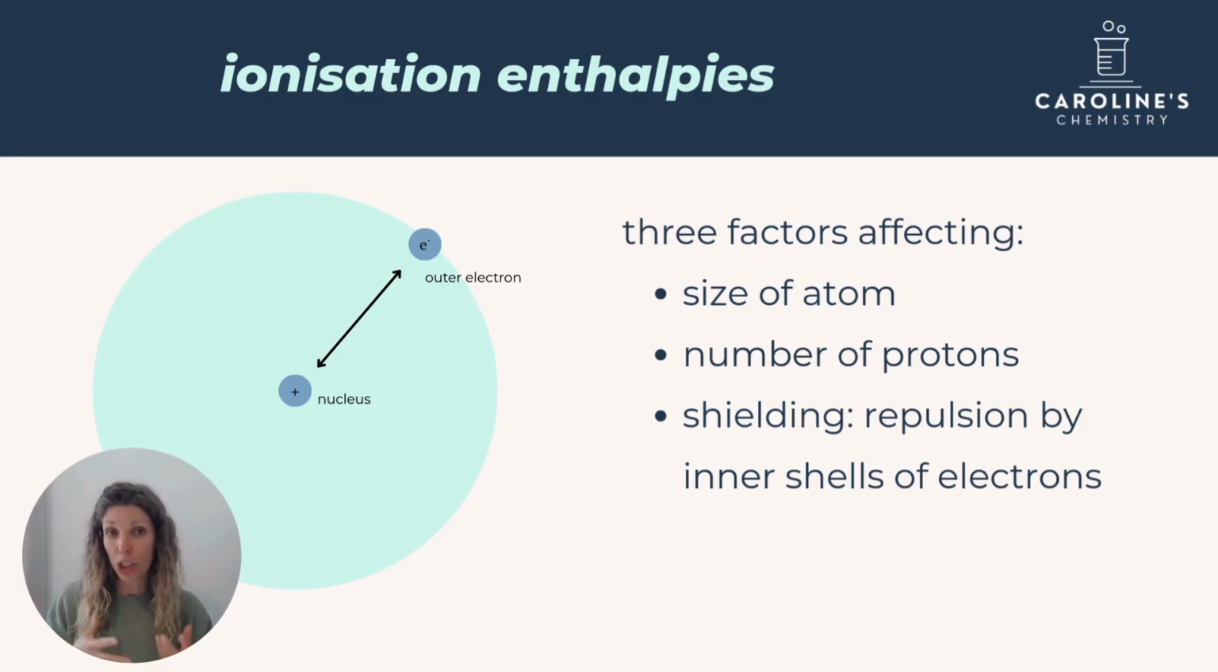And it's a little bit like that for shielding. Electrons are negative, so they are always repelling each other. So if you have more inner shells of electrons, you have more electron-electron repulsion happening, meaning the attraction between the nucleus and the outer shell electron is therefore weaker. So more shielding means that you have a weaker attraction between the nucleus and the outer shell electron, and therefore the ionisation enthalpy is lower. Conversely, if you have less shielding, stronger attraction between the nucleus and the outer shell electron, and therefore the ionisation enthalpy is higher.